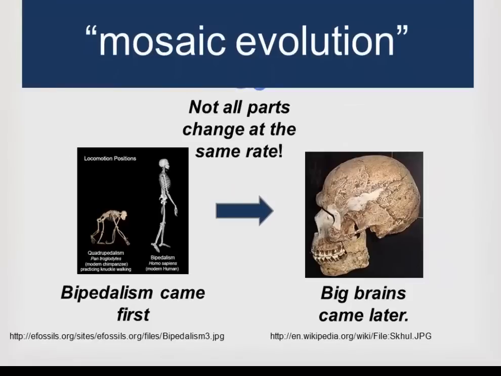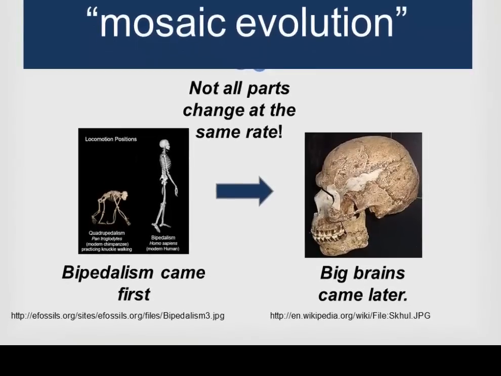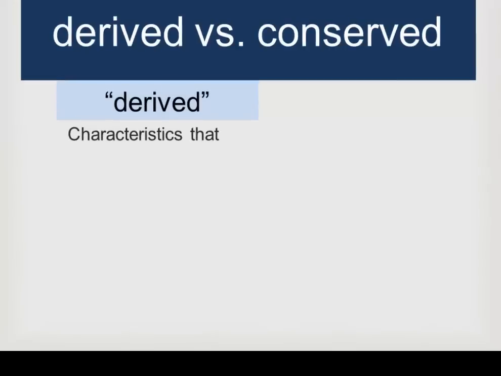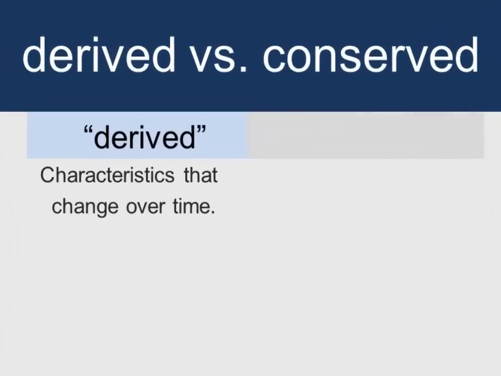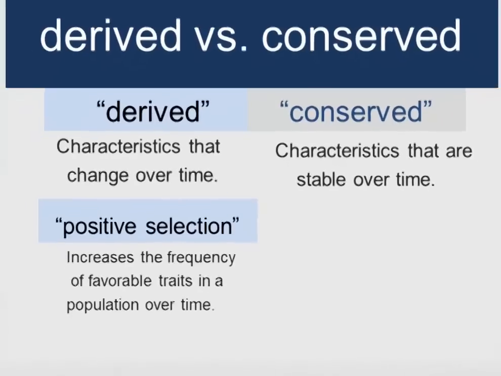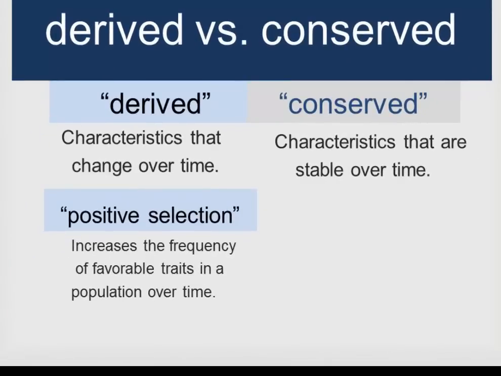So if we look over the long run of hominin evolution, then bipedalism came first, starting out about 7 million years ago, and expansion of brains came later, starting about 2.5 million years ago. And we can talk about characteristics that are derived as opposed to conserved. So a derived characteristic is one that's changed from its ancestral form, whereas a conserved characteristic is one that's stable. It might be that what we call positive selection has produced those derived traits, and that just means that they had an adaptive advantage that increased their frequency in ancestral populations.